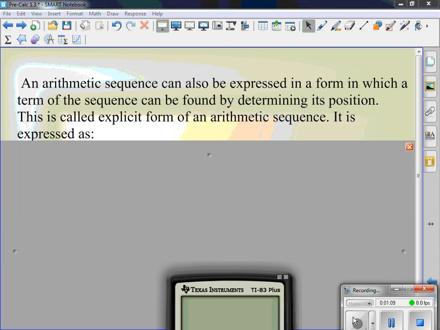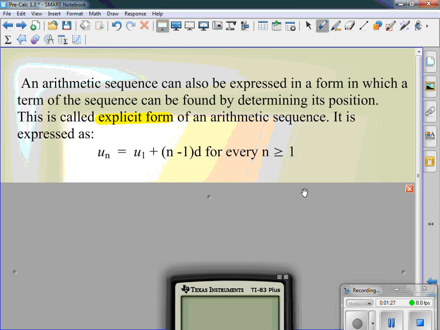An arithmetic sequence can also be expressed in a form in which a term of the sequence can be found by determining its position. This is called explicit form of an arithmetic sequence. Explicit form is u sub n equals u sub 1 plus the quantity of n minus 1 times d for every n greater than or equal to 1.